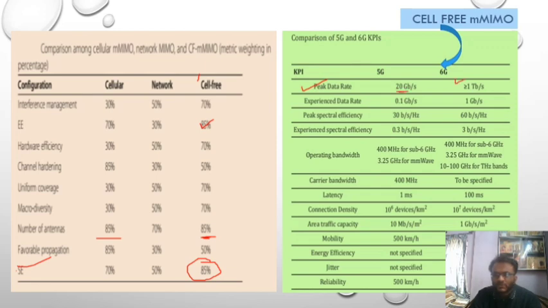from 5G to 6G. It is proposed that the data rate will be 1 Tb per second, or maybe even 1 Gb per second, so it is going to increase.